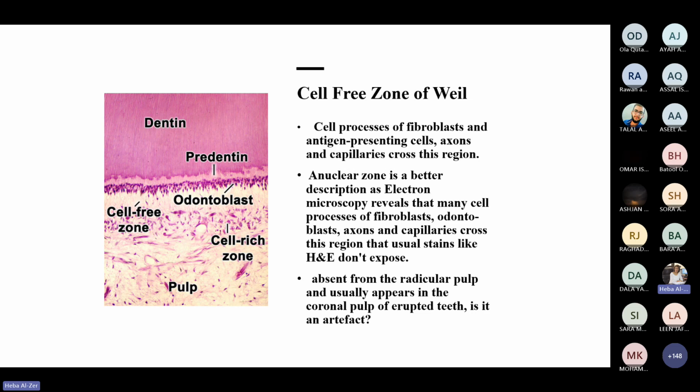Then under the odontoblasts, we discussed the odontoblastic layer. Under the odontoblasts, there is what is called the cell-free zone of Weil. Actually, the proper name should be the anuclear zone, because there are no cell bodies here, but the processes of fibroblasts, the odontoblasts, the axons and capillaries cross this region, but the stain doesn't expose them. So it's not empty, and most probably the cause of it is the shrinkage that happens because of the processing of the tissue. We don't see this layer in the radicular pulp.